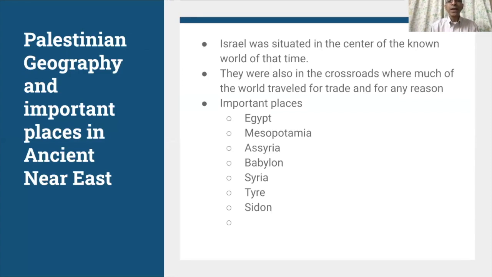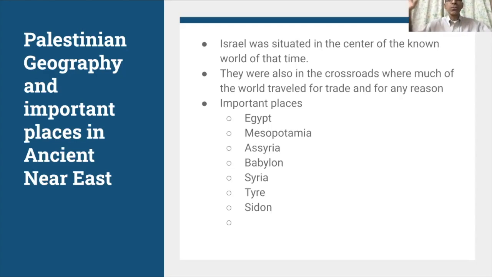Okay, now we're going to talk about the Palestinian geography and important places in the ancient Near East. That whole area that we see there on the map is called the ancient Near East. Some people call it the Far East, and different names have been given to it. More recently, scholars have begun calling it ancient West Asia. For the purpose of this course, we're using the older term, ancient Near East.